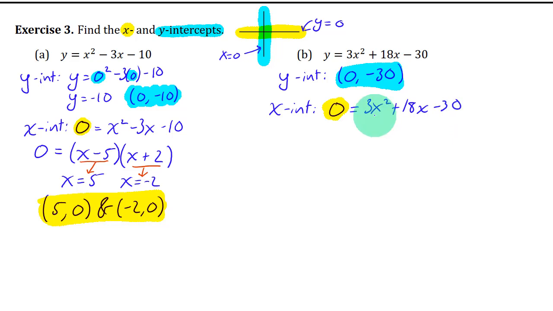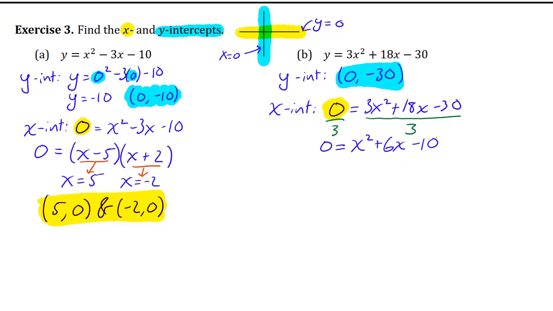And what I notice here is that everything on the right side is divisible by 3. So you can make this easier on yourself by just going ahead and dividing everything by 3. 0 over 3 is just 0. 3x squared over 3 is x squared. 18x over 3 is 6x. Negative 30 over 3 is minus 10.